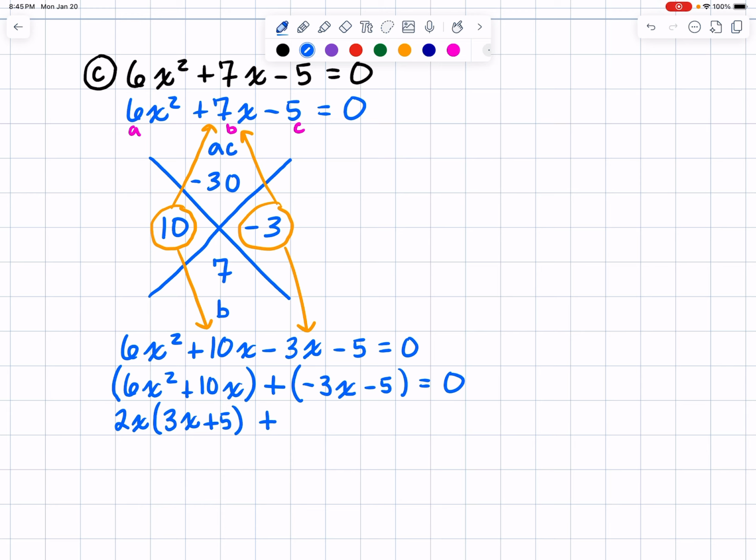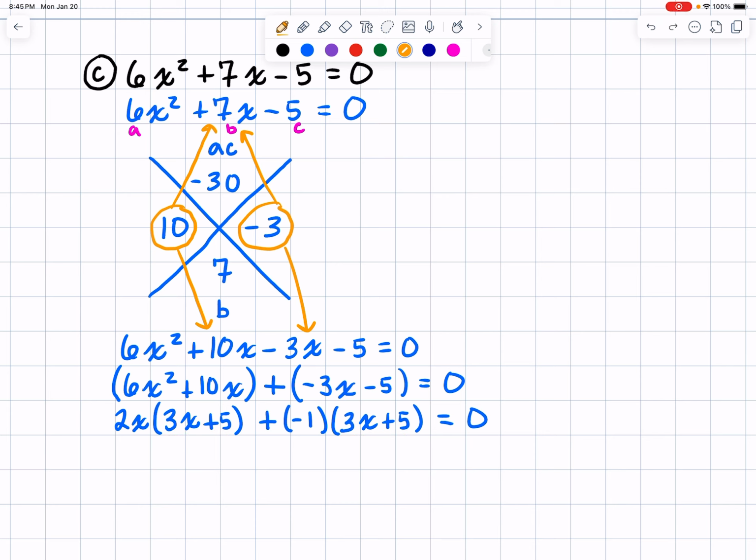On the right-hand side, what can I pull out? It looks like the only thing I can pull out is a negative 1. So I'm going to pull out a negative 1. So I'm going to be left with 3x plus 5. And then everything equals 0. Now, you know you did this right if you get the same answer in your parentheses. If those are the same, you know that you did it right. So you might want to make a note of that. If those are the same, you did it right.